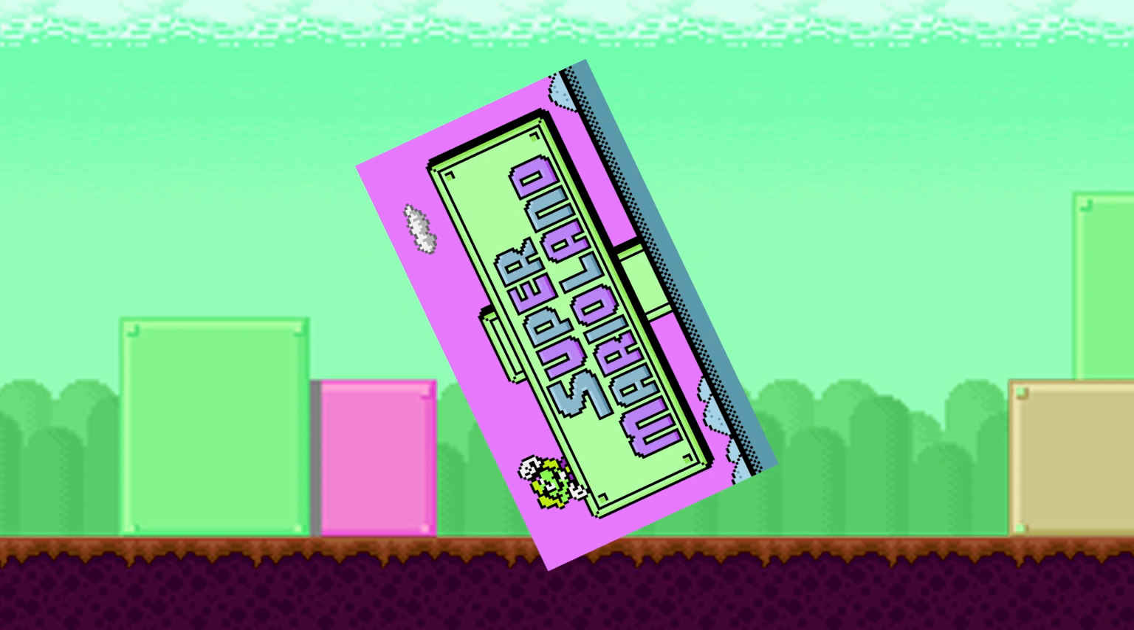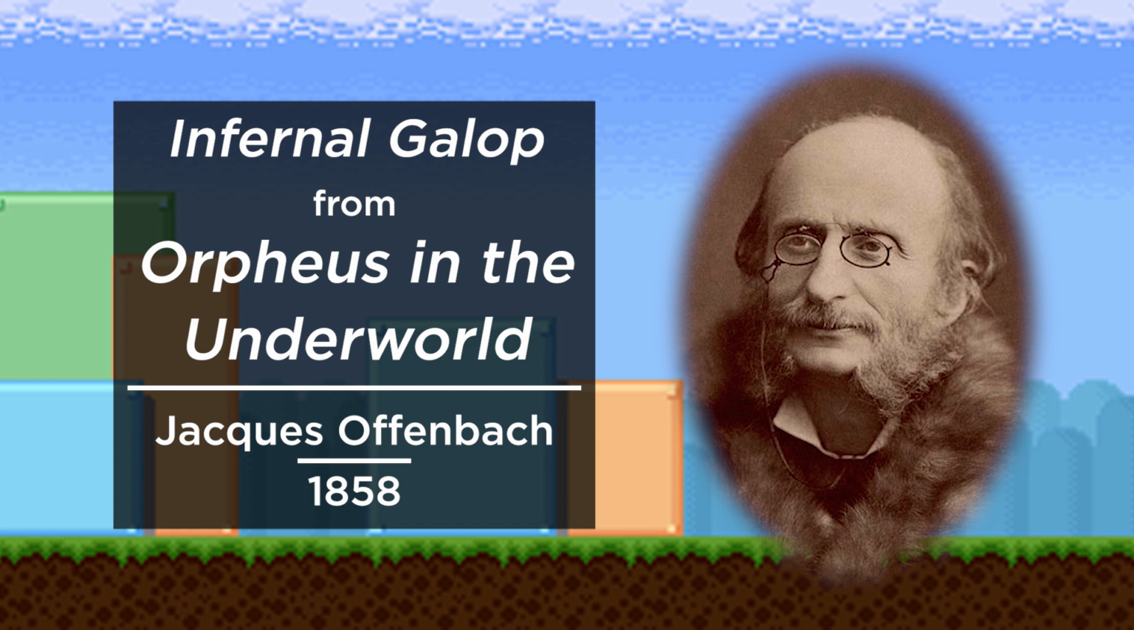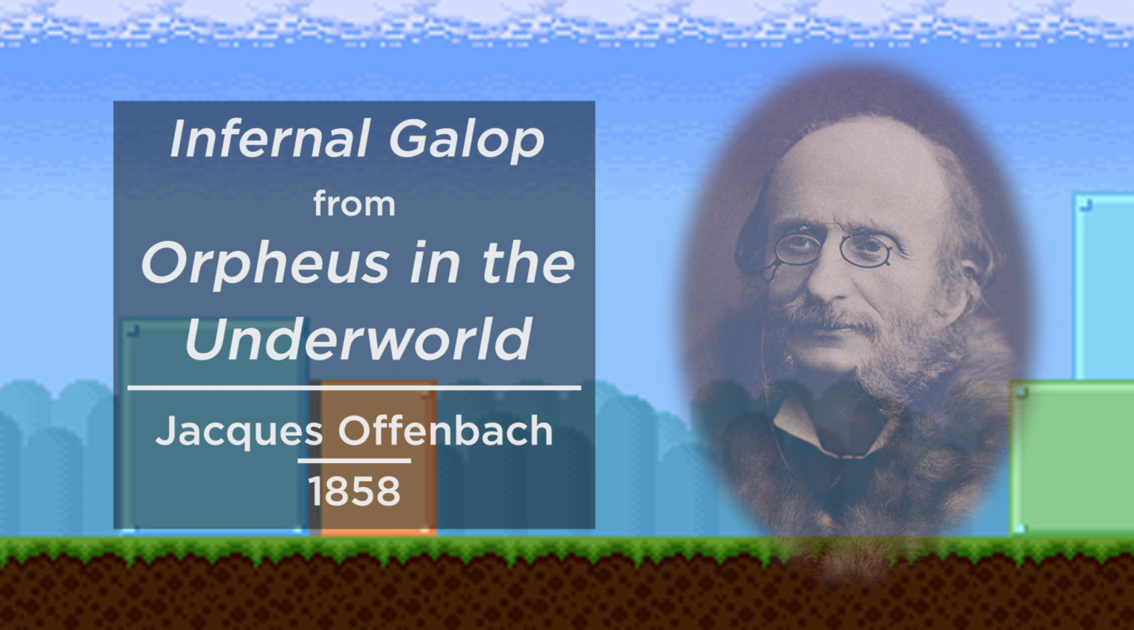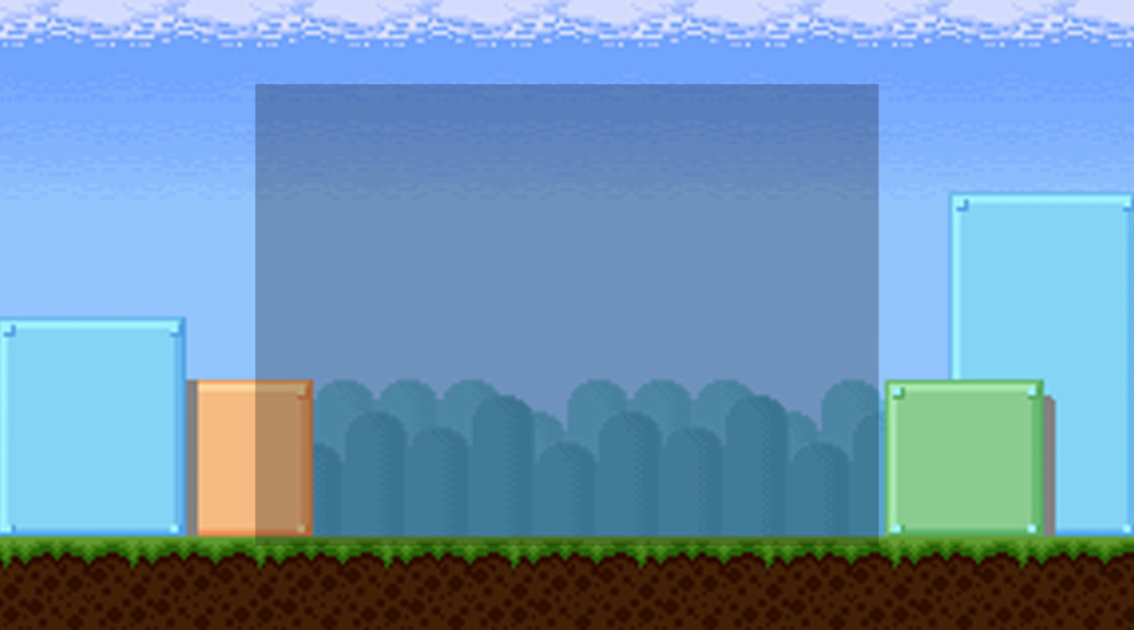This particular version actually originates from Orpheus in the Underworld, an operetta composed by Offenbach in 1858, where the piece in question was originally called the Infernal Gallop. This isn't the only brush Mario has had with a can-can, although it is arguable if my other example actually counts as a real Mario game.